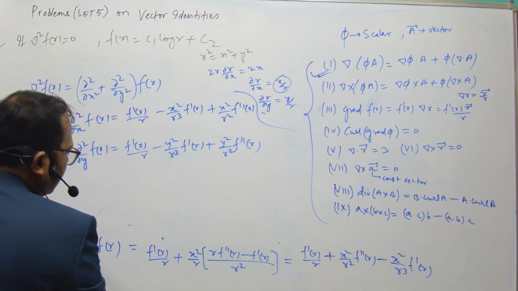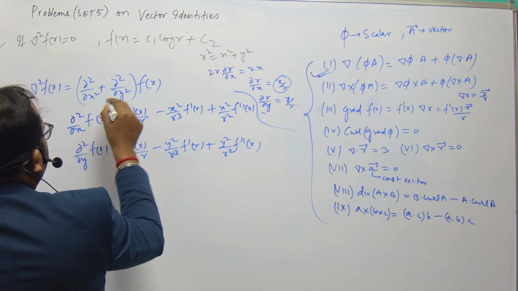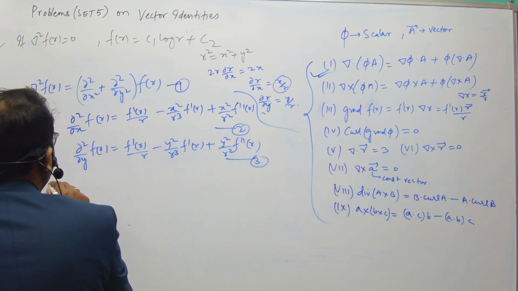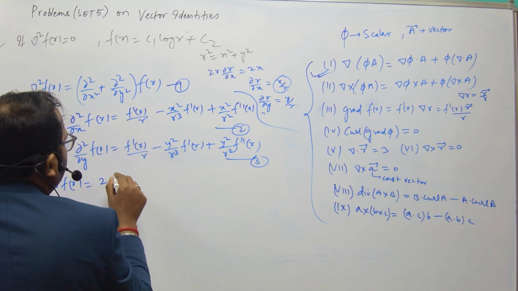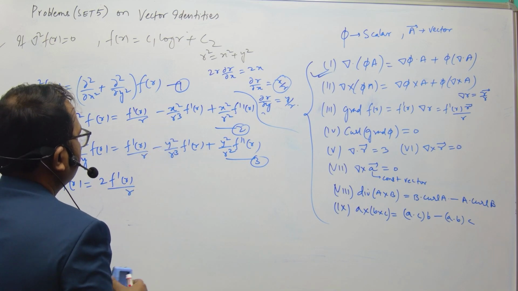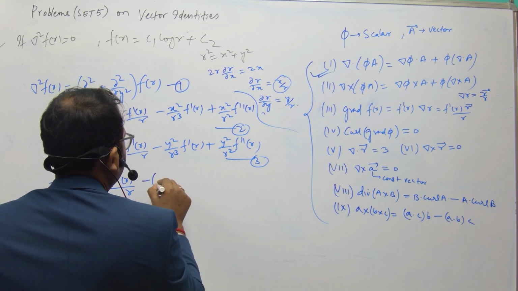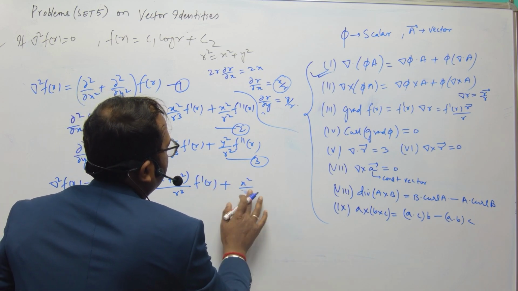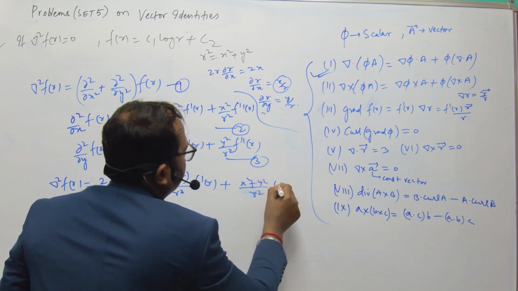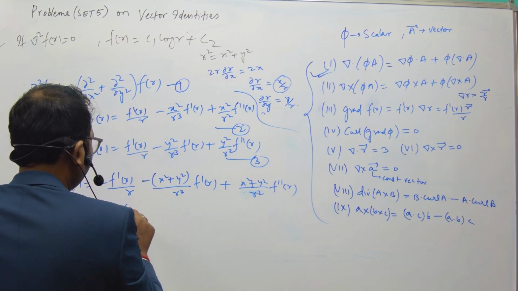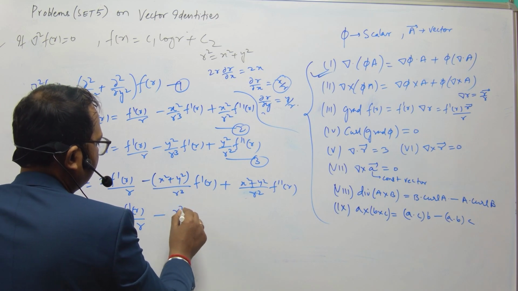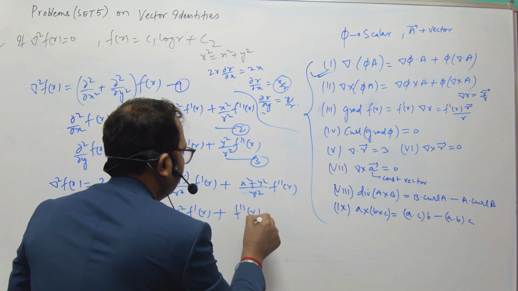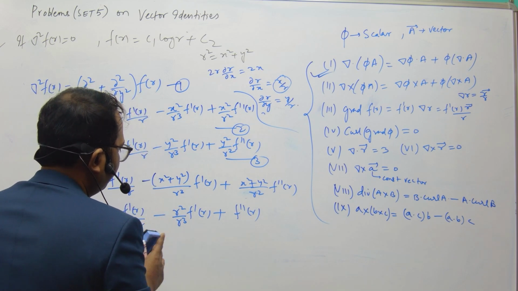Now let us add these. This is equation 1, this is equation 2 and this is equation 3. Let us put these values in equation 1. So we have del square f of r equal to, on adding, 2 times f dash r upon r, minus x square plus y square upon r cube times f dash r, plus x square plus y square upon r square times f double dash r. This is equal to 2 times f dash r upon r minus r square upon r cube times f dash r, since x square plus y square is r square, plus r square upon r square, which is 1, times f double dash r. And r square upon r cube is 1 upon r.